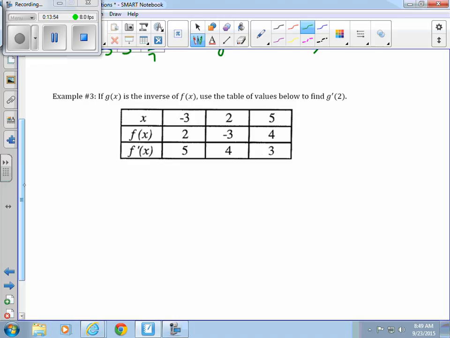Here's where this gets a little tricky. Because now I have a lot of values on the table. This asks me to find g prime of 2, and it tells me g is the inverse of that, and it asks me to find g prime of 2. See if you can do that. This table is not the other table. So if you want the other table, you will have to draw the other.